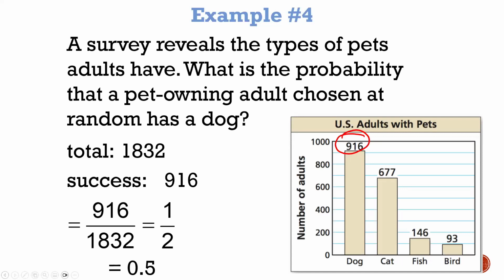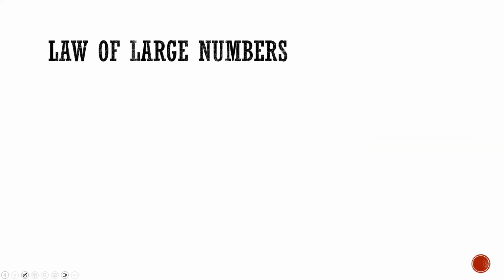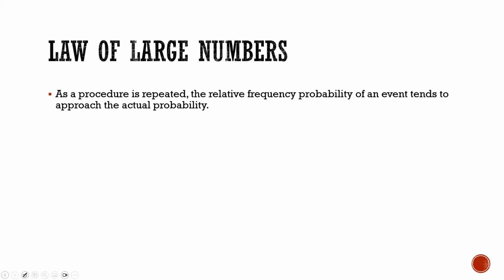Okay, so why is probability important to statistics? Here's the law of large numbers. Roughly speaking, it says if a procedure is repeated many times, the relative frequency probability, aka the empirical probability, tends to the actual probability, which they mean the theoretical.